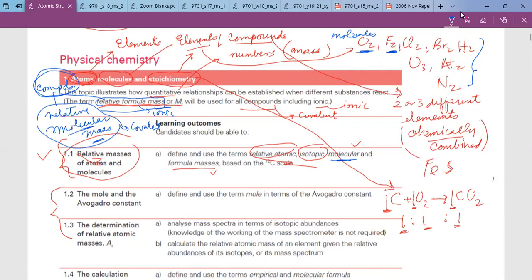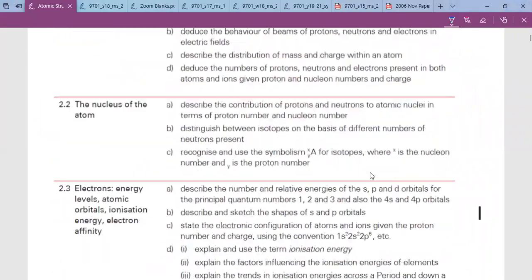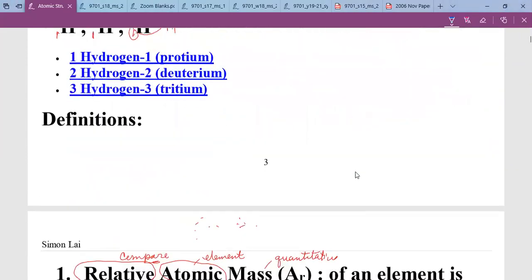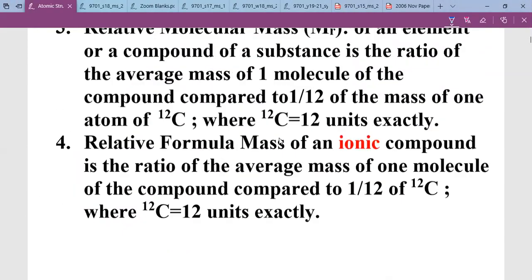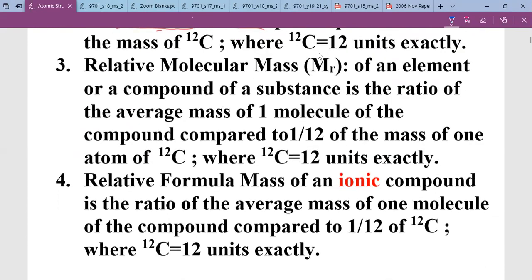I'll show you the question later. Now I'll show you my notes first for relative molecular mass and relative formula mass based on carbon-12. We have gone through the first two already. Now here, relative molecular mass, Mr. This is the famous Mr; you use Mr a lot in your calculations. It's for any compound.